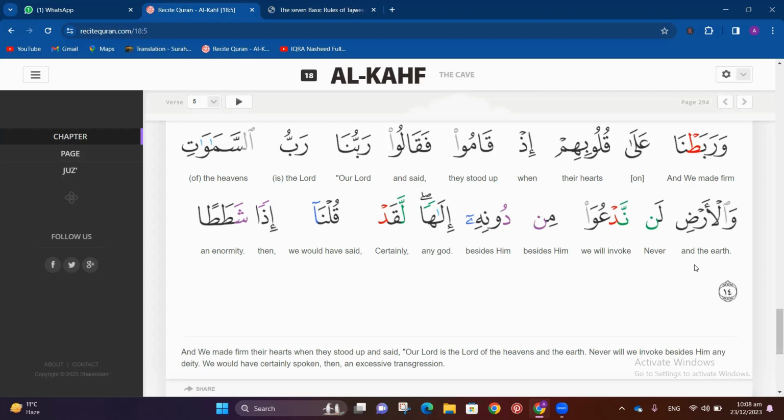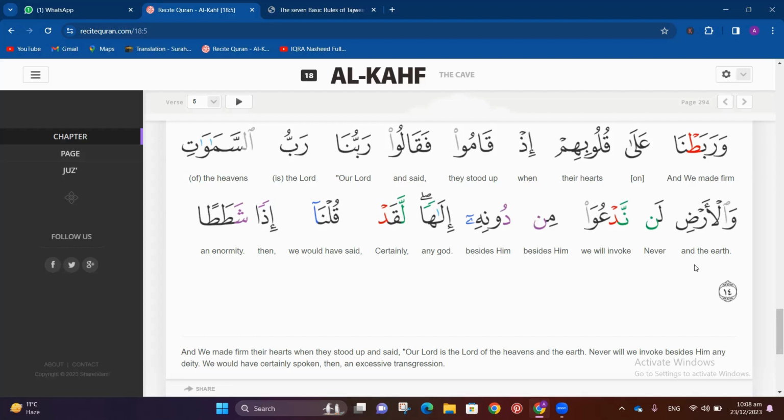But again, because of the quality of this word, this should be heavy. So this is going to be heavy, but there is kasra as well. So we are going to do both of these things side by side. Wal ardi. لن ندعو من دونه.